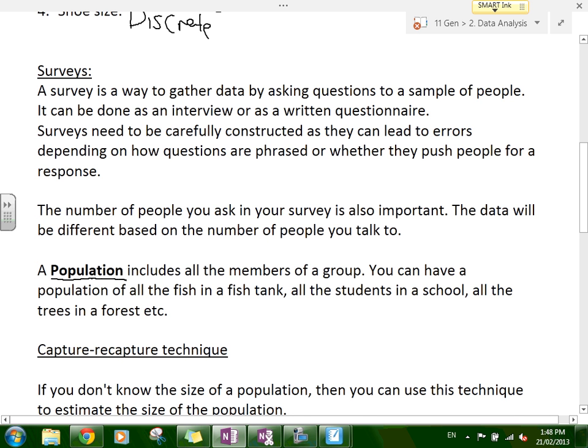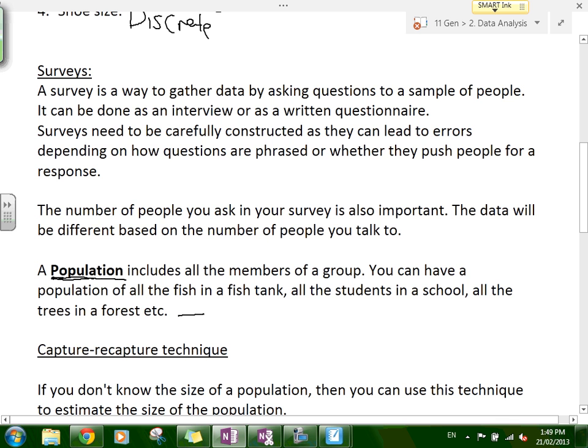You have a population of fish in a fish tank. The population of a fish tank is all the fish in the fish tank, okay? Etc., etc. Population of trees in a forest, all the trees in the forest. Which means that when you consider a population, you have to consider the whole, all the people or all the objects, all the animals or whatever. Everything has to be taken into account. So that's the definition of population.